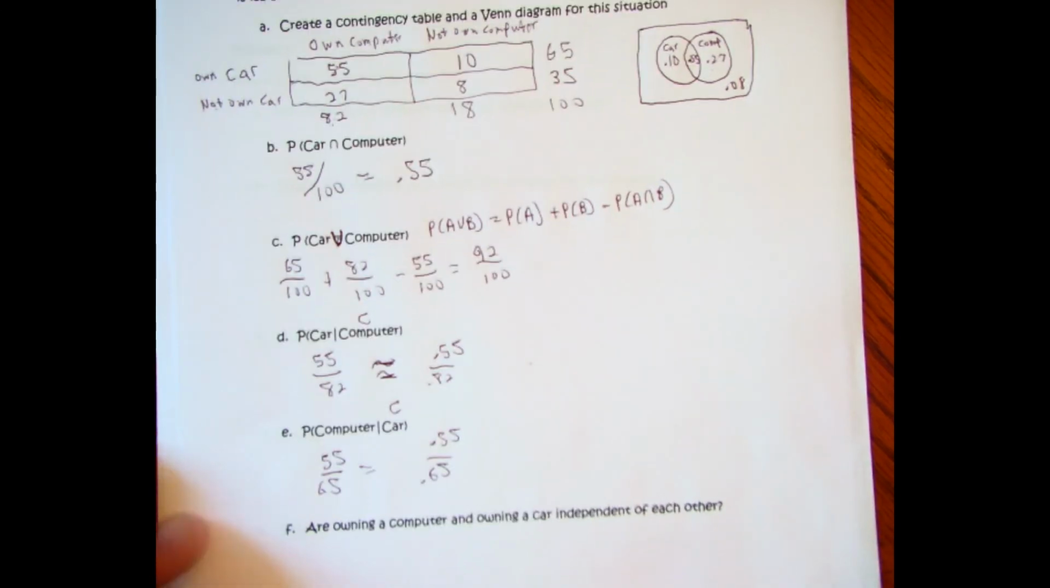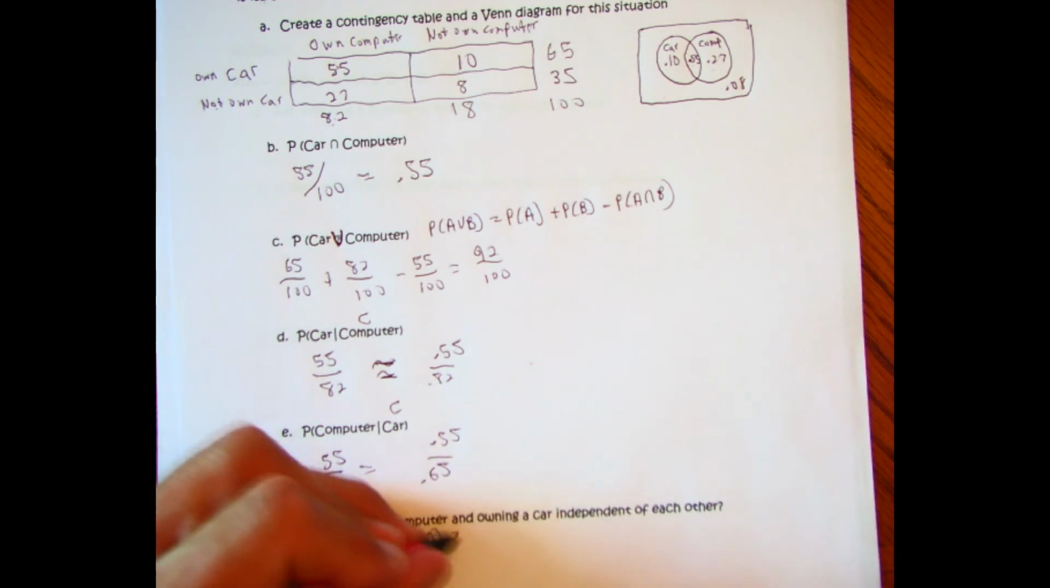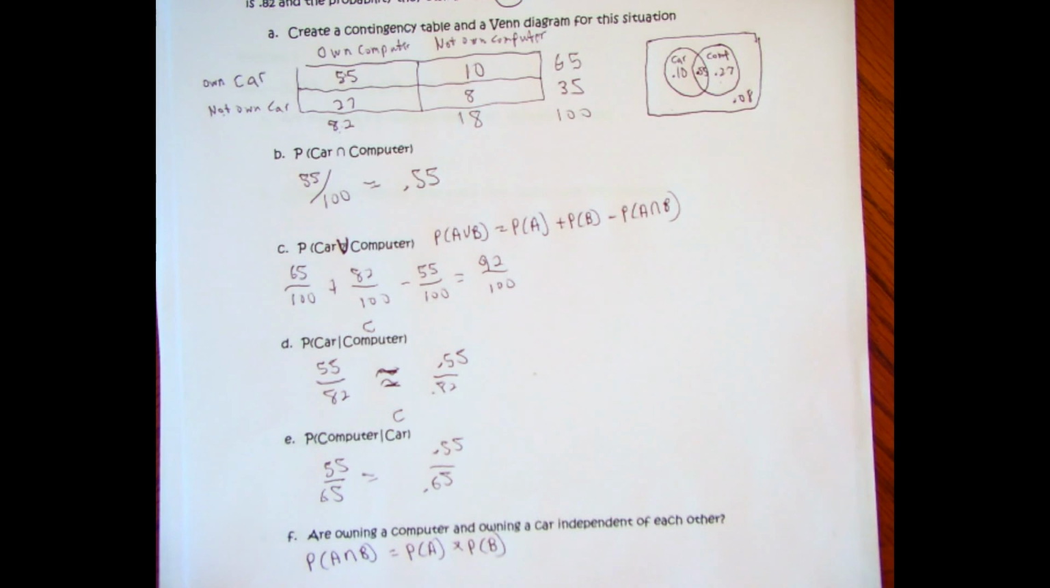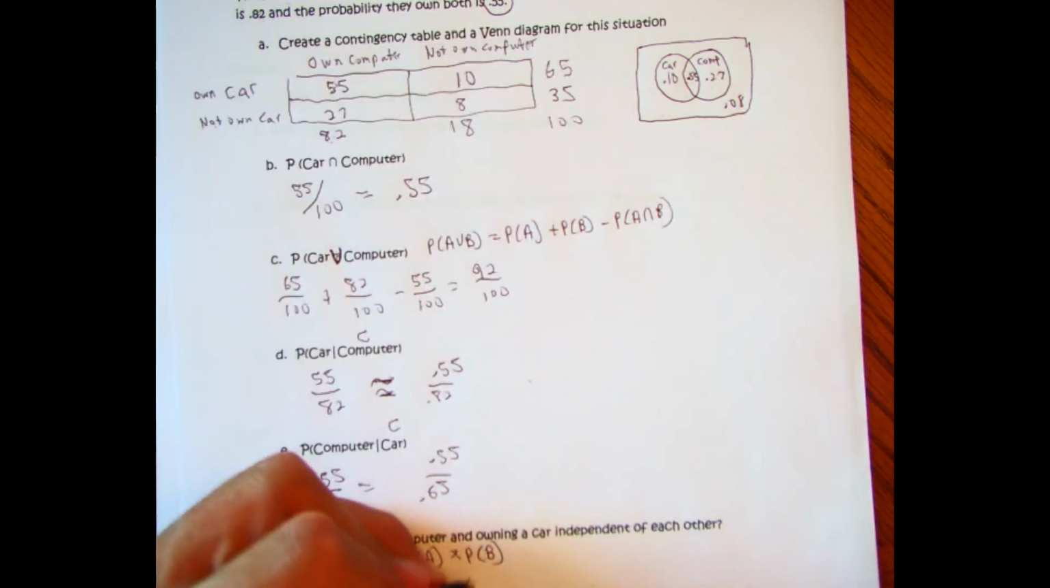Are owning a car and a computer independent? So we do the probability of A and B equals the probability of A times the probability of B. Well, the probability of owning a car and a computer is 55 out of 100. Probability of owning a computer, 82 out of 100. Probability of owning a car, 65 out of 100.